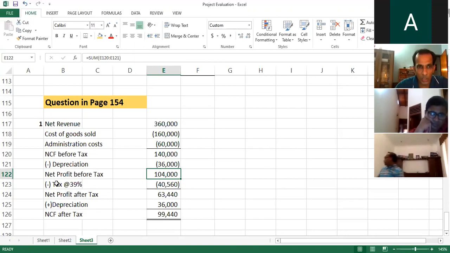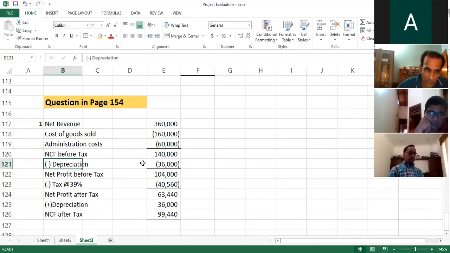Then once we get the net profit after tax, we need net cash flow after tax, because project evaluation analysis is based on cash flows, right? That's why, as we discussed earlier, we deduct depreciation here and add it back here. That is to adjust the tax benefit, purely to adjust the tax benefit on depreciation, right?